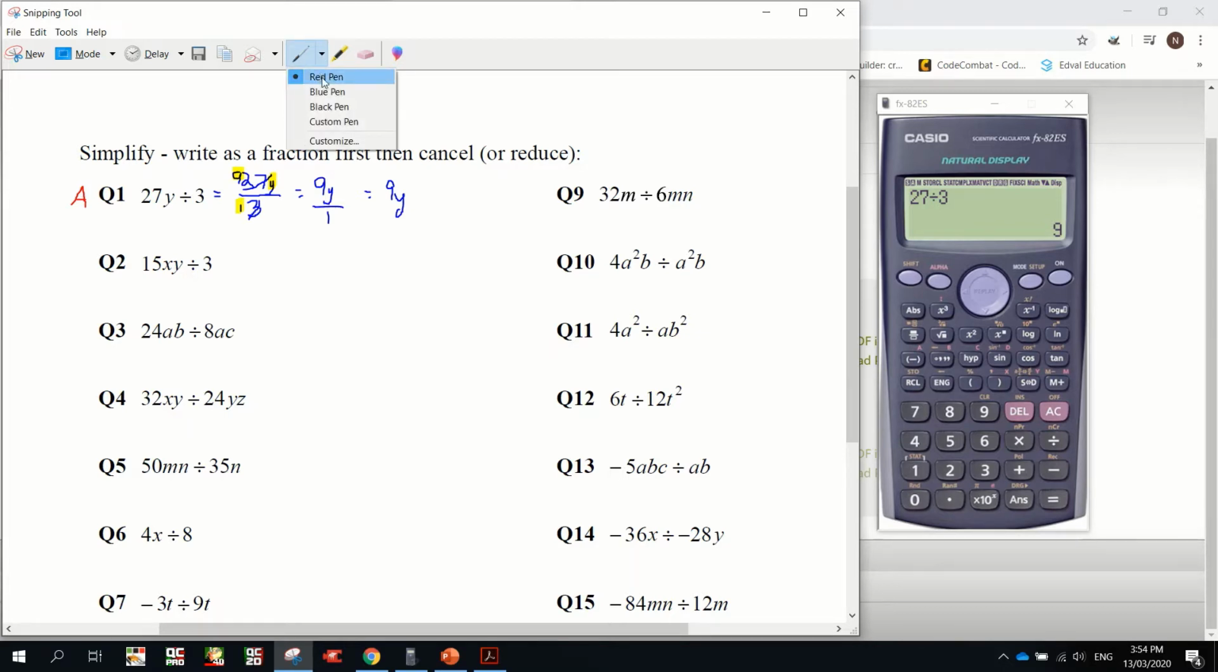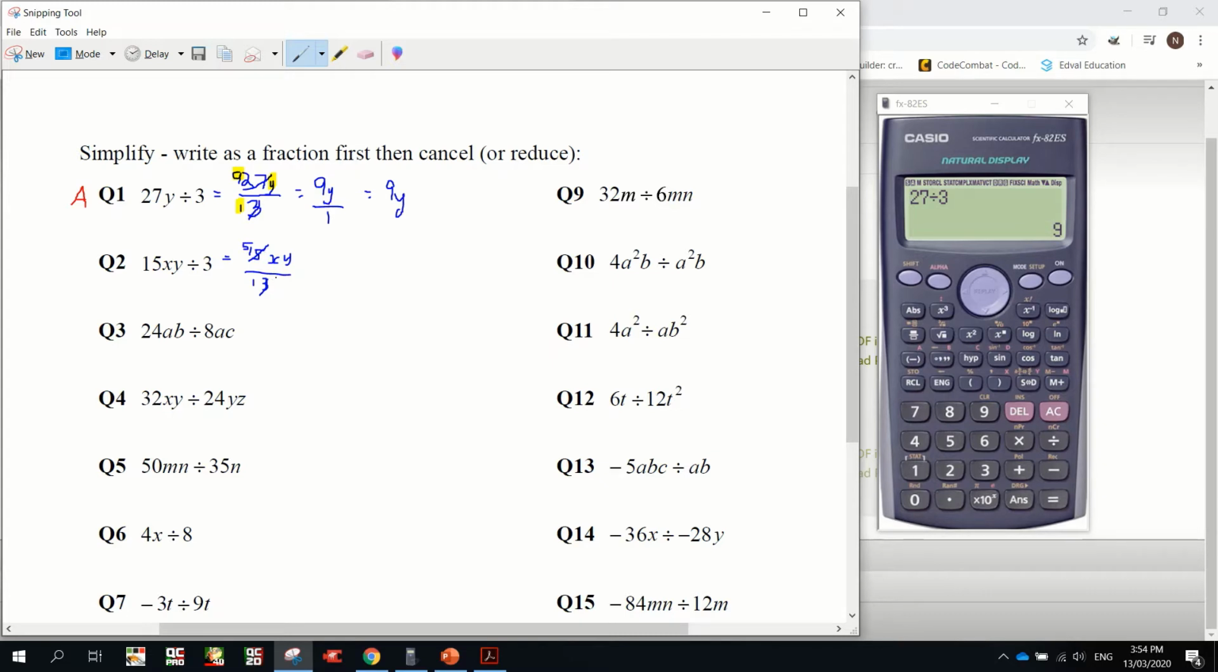It's going to change back to blue. Question 2, 15xy divided by 3. Let's rewrite it. 15xy divided by 3, highest common factor of those two numbers, 3. How many times does 3 go into 3? Once. How many times does 3 go into 15? 5.